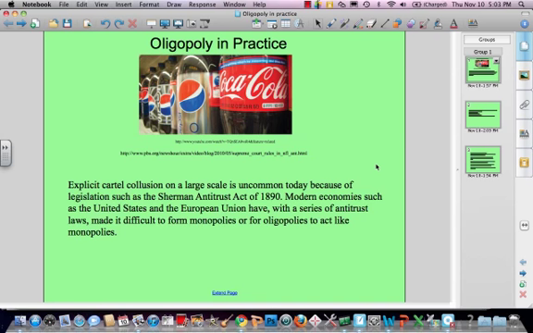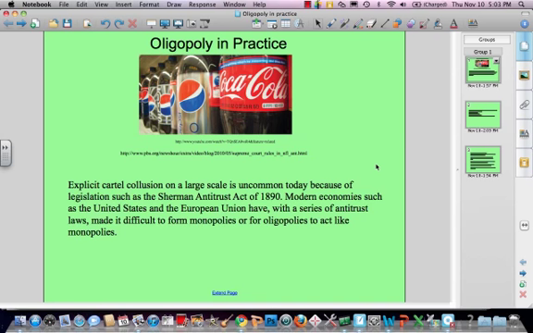Hi everybody, tonight we're going to talk about oligopoly in practice. I will tell you up front, this is a section that is not really meaty. We'll talk here about some policy things. There are a couple of vocabulary terms to know, but this is not a really meaty section, so this will be a quick video.